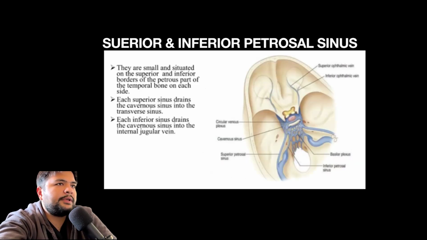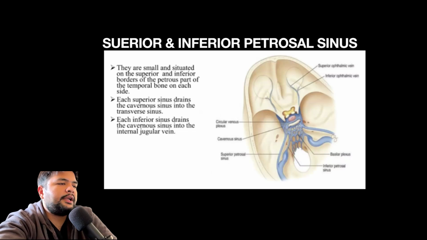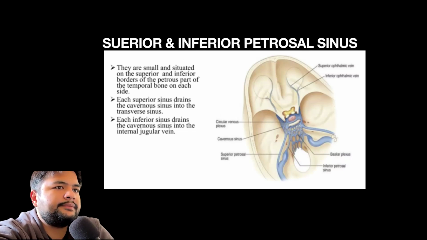Then coming to the superior and inferior petrosal sinuses, they are small and situated on the superior and inferior borders of the petrous part of the temporal bone on each side. Each superior sinus drains the cavernous sinus into the transverse sinus. Then each inferior sinus drains the cavernous sinus into the internal jugular vein.